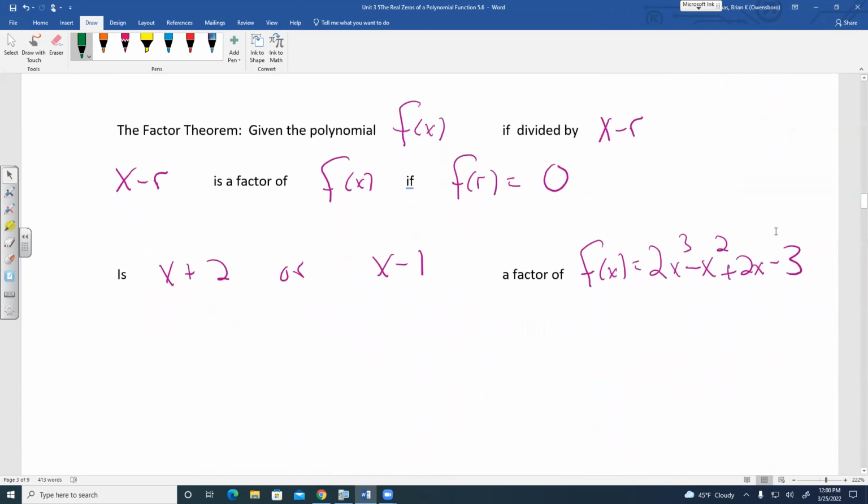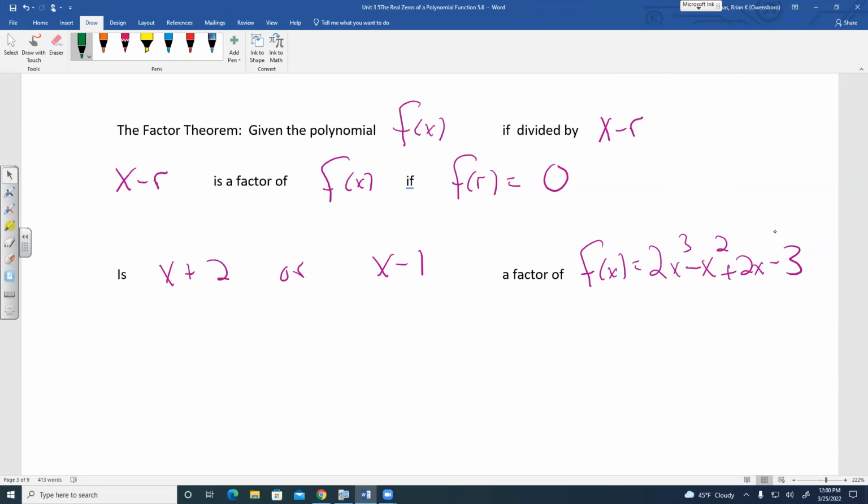So the other thing that's going on is what's called the factor theorem. If I'm given the polynomial f of x, then x minus r is a factor of f of x if f of r is equal to 0. So in other words, if I evaluate f of r and my remainder is 0, that means that x minus r is actually a factor.